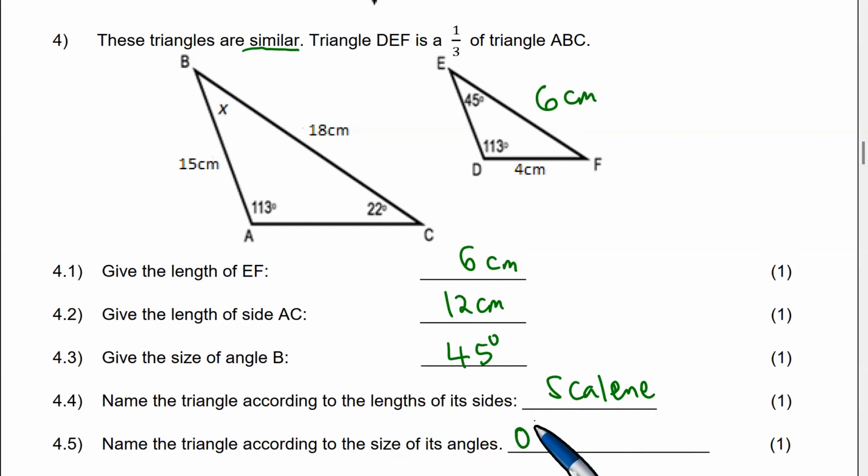Obtuse angled triangle. Right, so it is called an obtuse angled triangle. Why is it obtuse? Because we have an angle here more than 90 degrees. More than 90 degrees in the triangle. Okay.